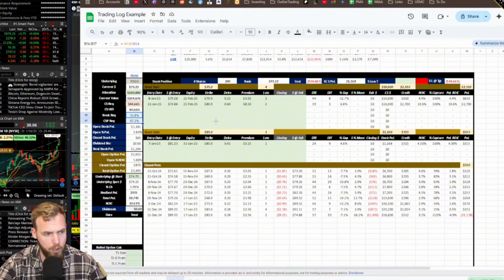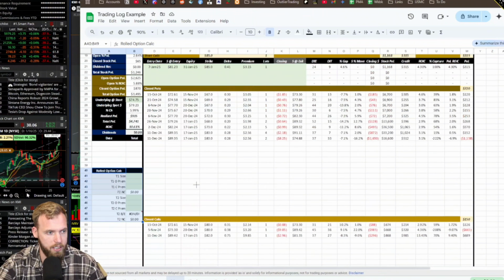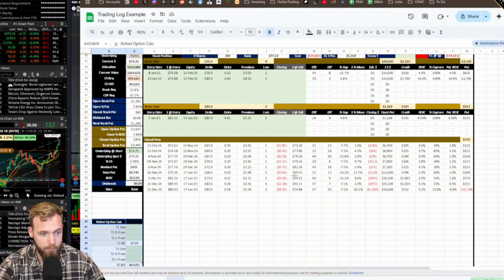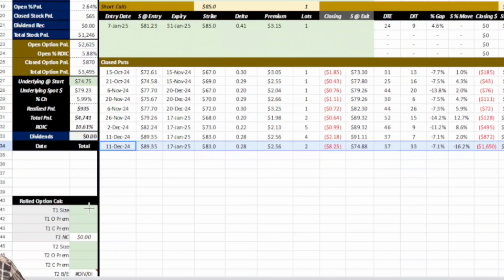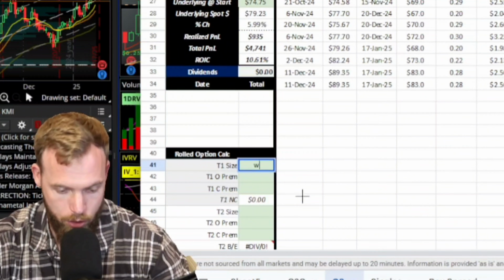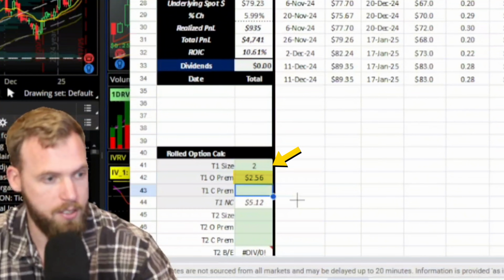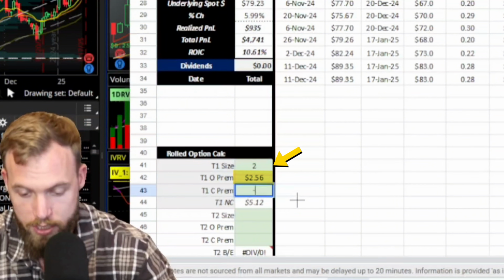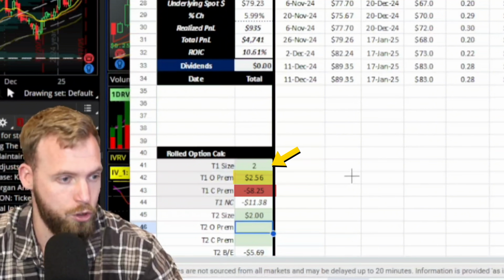Now, another thing you'll notice in the covered strangle log as I've built it is I actually keep a little rolling option calculator off to the side here to help me analyze something like what's going on right here. So we can see that this trade was actually adjusted. This trade started at a 2 lot. The opening premium that I gave it was 2.56. The closing premium when I took the trade down was 8.25. So then I opened up a new trade, another 2 lot.